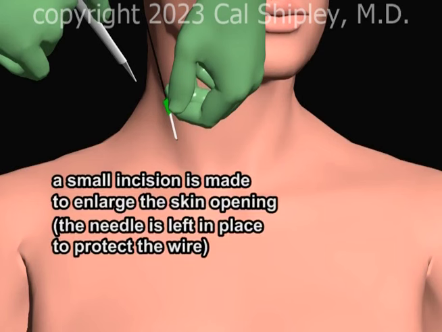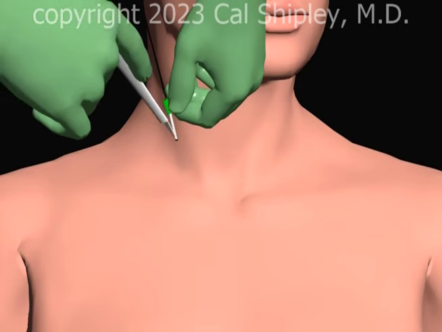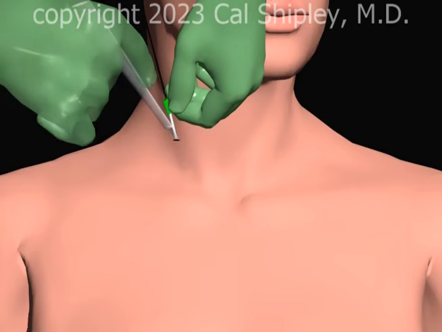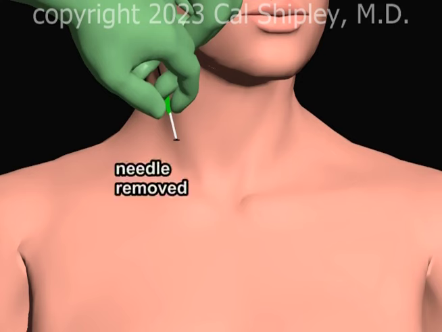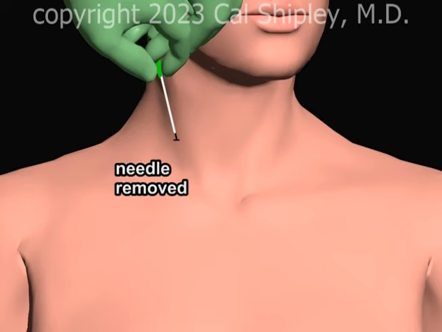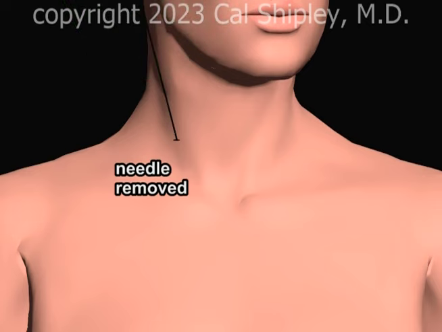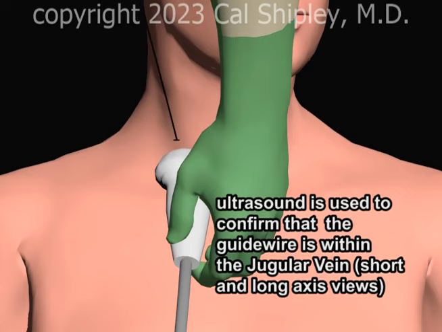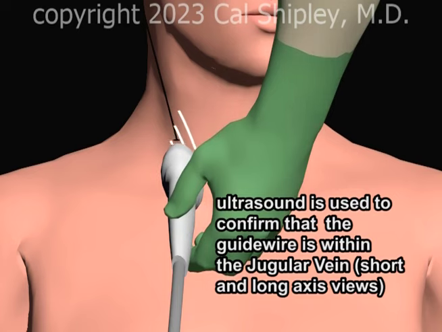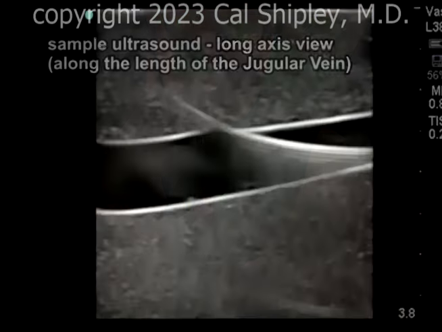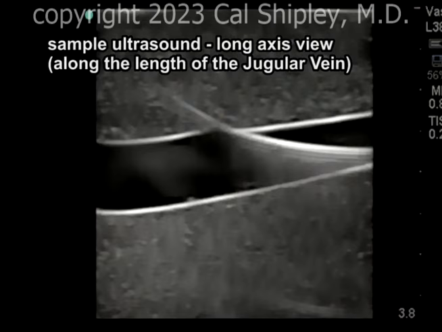With the needle in place to protect the guide wire, the skin opening created by the needle puncture is enlarged with a scalpel. The needle is then removed, leaving the guide wire in place. Ultrasound is used to confirm that the guide wire is still within the internal jugular vein. Here is a typical long-axis view of a guide wire correctly placed within the jugular vein.